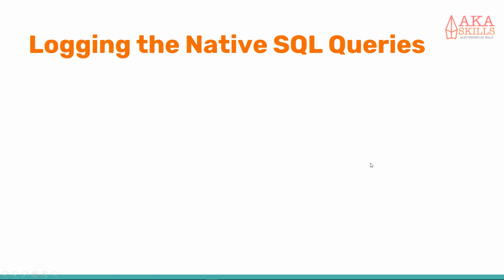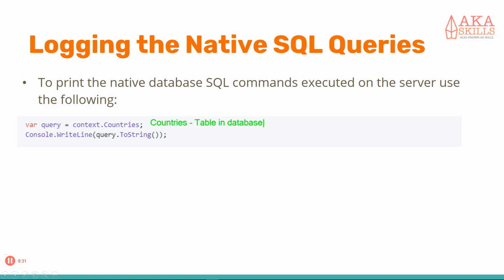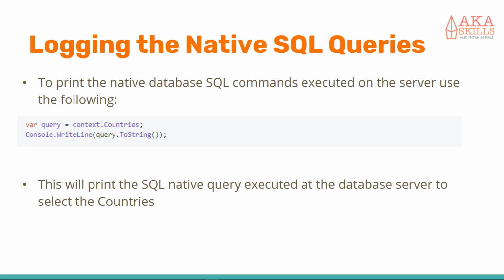So how can we create native SQL queries and log them? To print the native database SQL commands, we need to execute the following. First, we have the query. So I'm saying var query equals context.countries. Countries in our case right now is the table in the database. And after that I can say query.toString. Basically, this will print the native SQL query executed at the database server to select the countries. So here, what I'm going to have printed will be select all from countries. And that's what you're going to see.